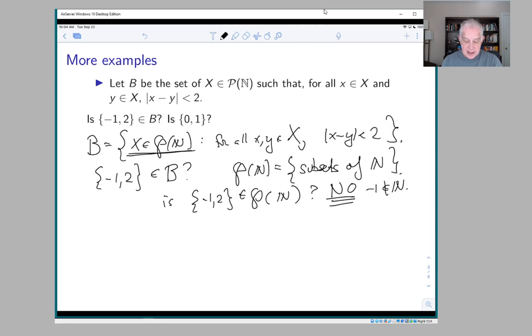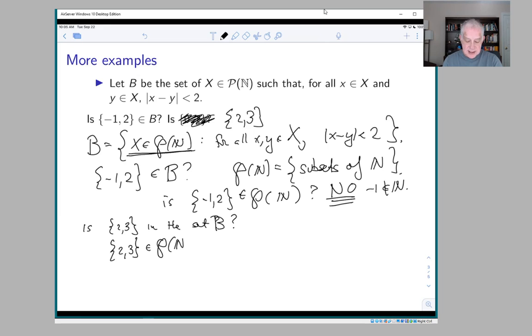What about the set {0, 1}? I guess when I wrote these notes, I was being silly. Let's not use {0, 1} here. Let's use {2, 3}. Is {2, 3} in the set B? Well, now {2, 3} is in the power set because it's a subset of the natural numbers. Its elements are all natural numbers. So we have to check the second condition.